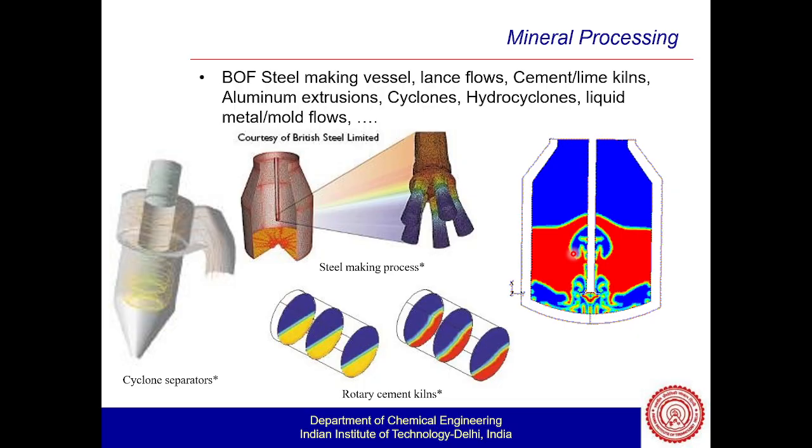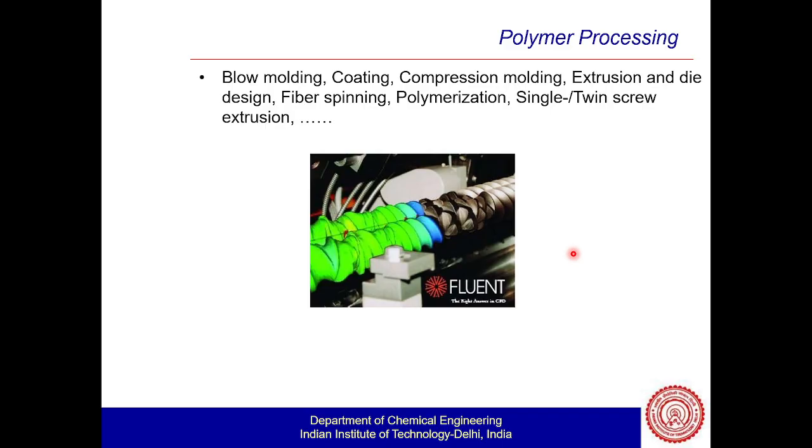These are the things which are basically important, and therefore going to that of the polymer processing also. We basically do the blow molding, coating, compression molding, extrusion, die design, fiber spinning, polymerization, single or twin screw extrusion. These are the things which are basically important. These are the things we can basically simulate by using CFD.